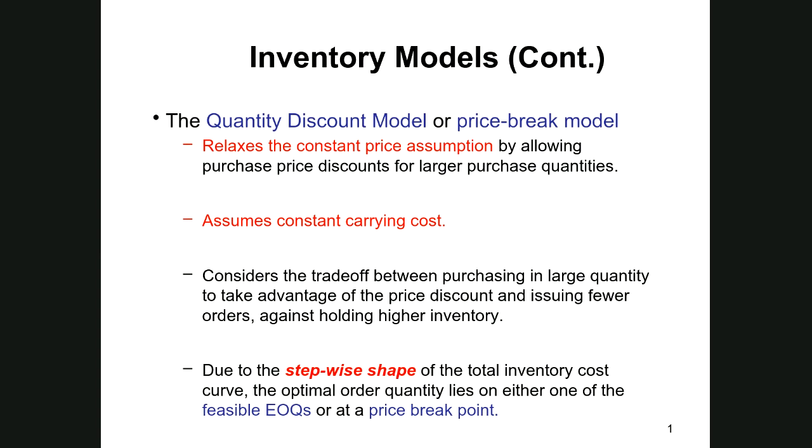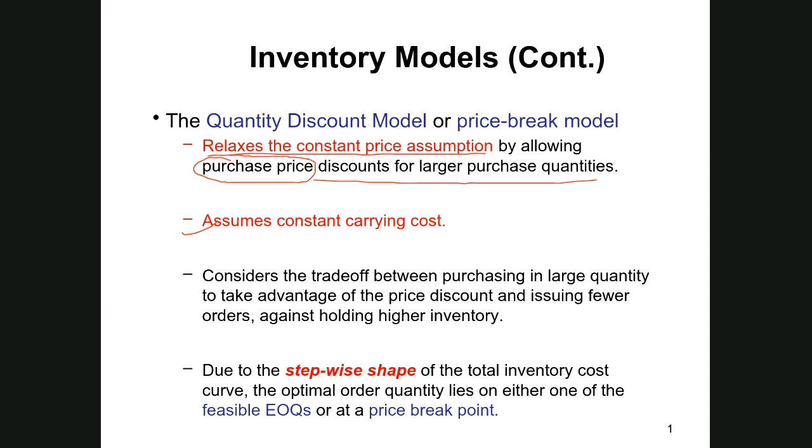So again, it says here it relaxes the constant price assumption. And again, it's what we're focused on here. The change is in our purchase price because there's discounts for larger quantities. Everything else with our economic order quantity model we're saying remains the same. The carrying cost is constant, the ordering cost is constant, and everything else remains the same.